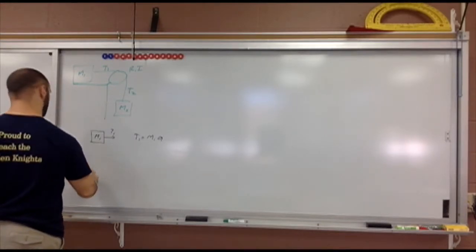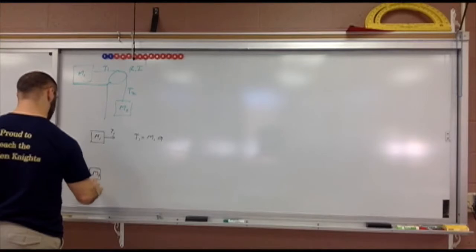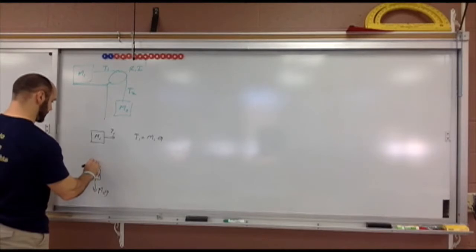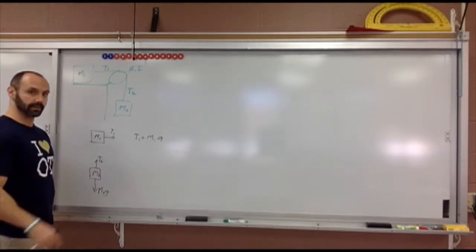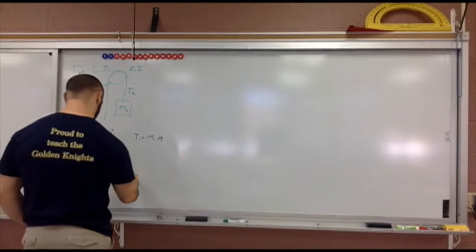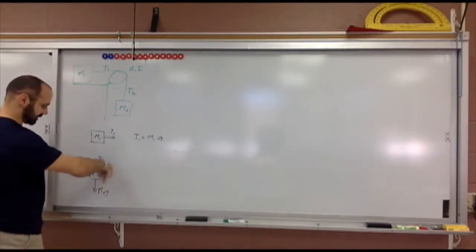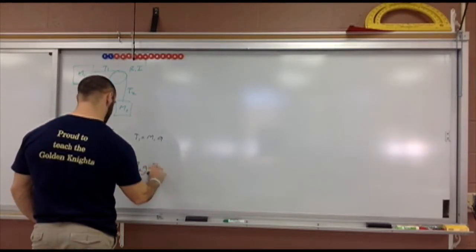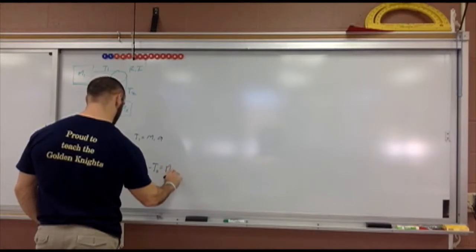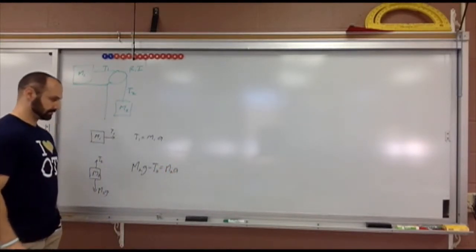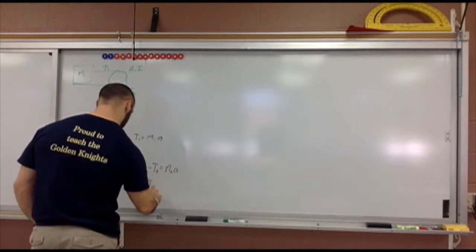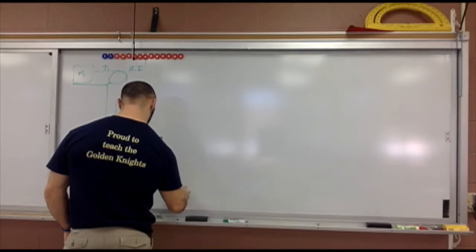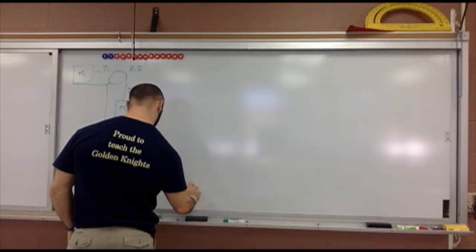And then here is M2. This is M2 times G. And then this has T2 pulling up on it. It's accelerating that way, so we're going to make this positive. M2G minus T2 equals M2A. Right, and then we'll solve this for T2. T2 is M2G minus M2A.